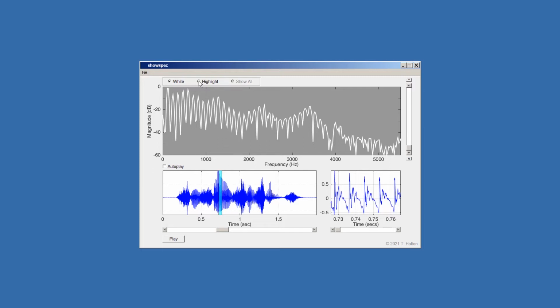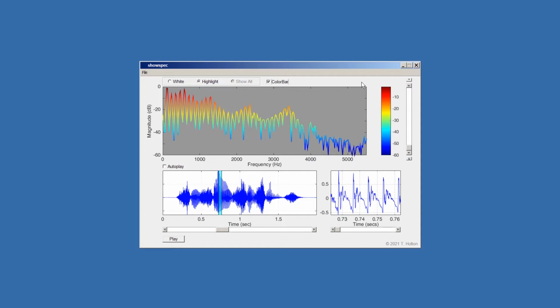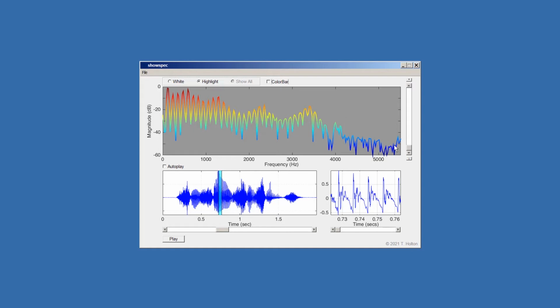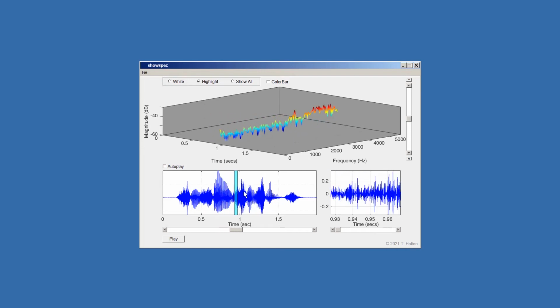First, let's color the spectrum. We use the familiar temperature-like color scheme, where red indicates the highest magnitude and blue the lowest. Next, let's make the display three-dimensional. So what we're plotting here is the magnitude of the spectrum on this axis as a function of both time on this axis and frequency on this axis. Each time slice here corresponds to a spectral slice here.